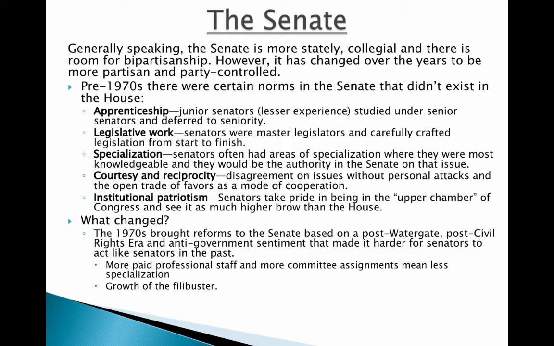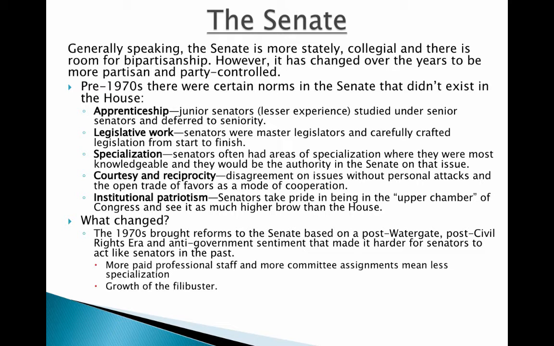One of those is apprenticeship. Junior senators with lesser experience, so first or second term, studied under senior senators and deferred to their seniority. They didn't come right out of the gate with their own agenda. They didn't come with draft bills on day one. They kind of studied the job for a little bit, co-sponsored some things, served on some subcommittees, but largely did not join the Senate to shake things up on day one. That has certainly changed. We have many senators who on day one have their own agendas, their own legislative staff, and are ready to work.